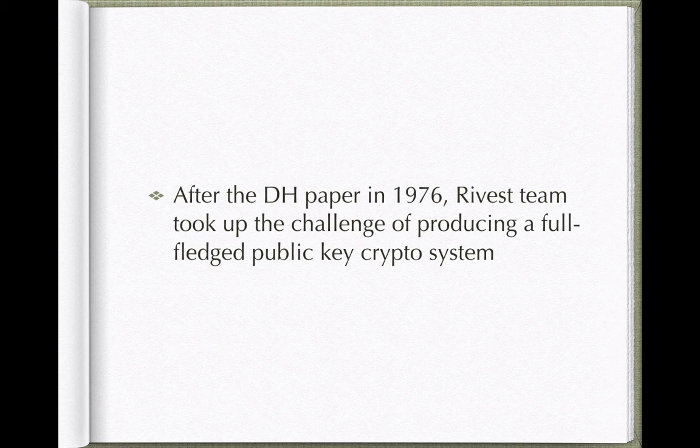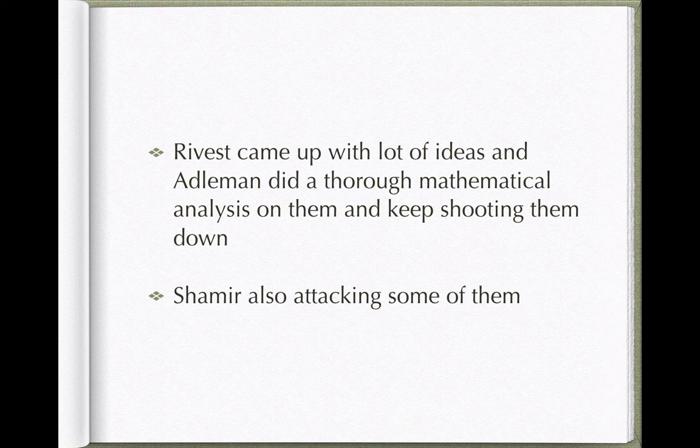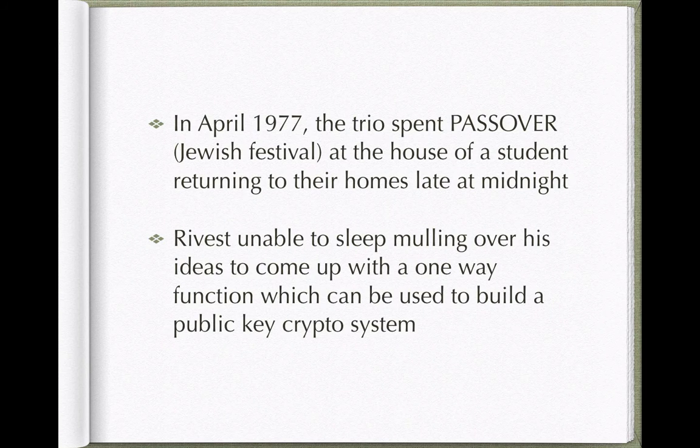So after the Diffie-Hellman paper in 1976, the Rivest team, day and night, were working trying to figure out a one-way function using which they can build this so-called public key crypto system. So one day in April 1977, all the three spent the Passover. Passover is a Jewish festival, like Christians celebrate Christmas, right? So Jewish people celebrate the Passover festival. They wanted to celebrate this festival at the house of a student. So they went to the student's house, they had a lot of wine, and after spending time till midnight, finally all the three went back to their homes.